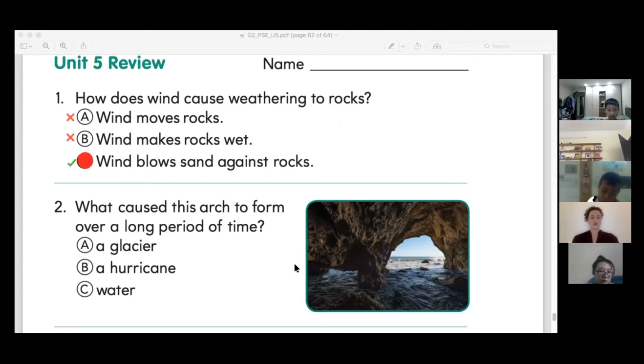Number 2, Ben 10. What caused this arch to form over a long period of time? The rock is aged with water. Excellent. Water. The water slowly weathered and eroded this until it made an arch. An arch is this shape. Like some of the arches you have in front of alleyways in Hanoi. You have an arch and it says the name of the street on top of it. This arch was made by water. Give yourselves a check or an X.